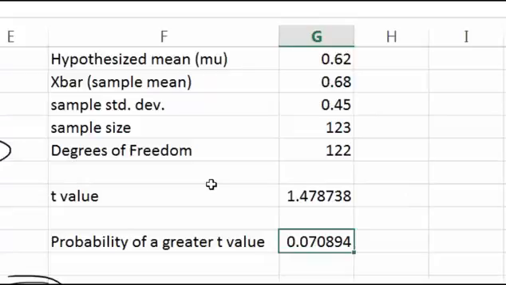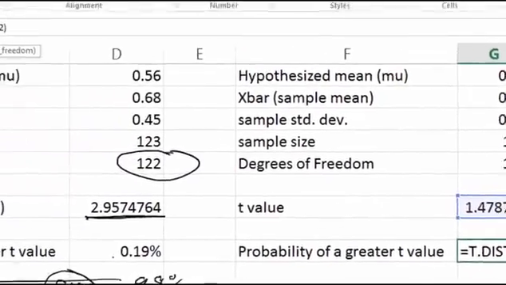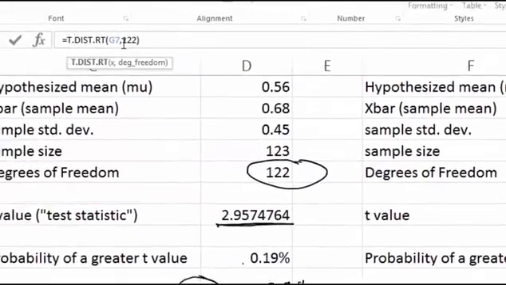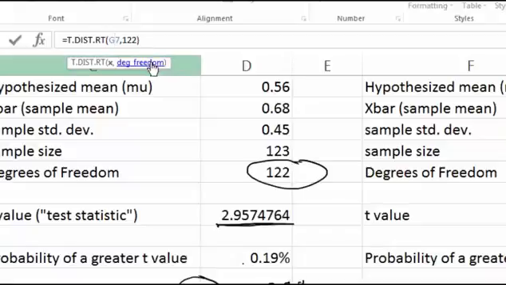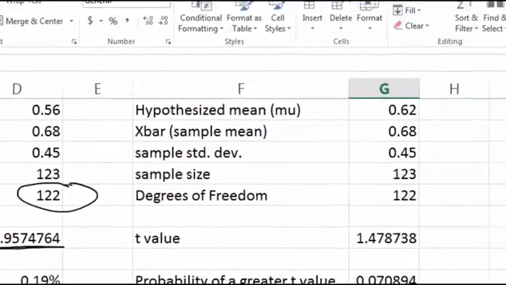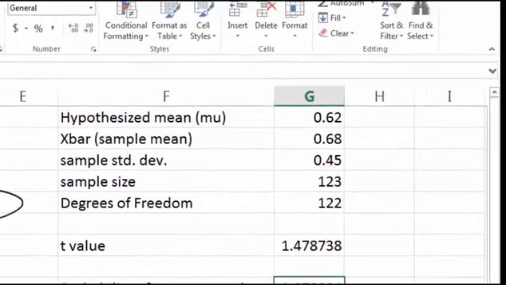I use that t-value to calculate my p-value. And that is, again, the t.dist.right. We're only working with the right tail here because we're just looking for greater than. And that's G7 divided by my degrees of freedom. Let's use a cell reference for my degrees of freedom. Okay, and that comes out to 0.07. Convert that to percent with 2 decimals.